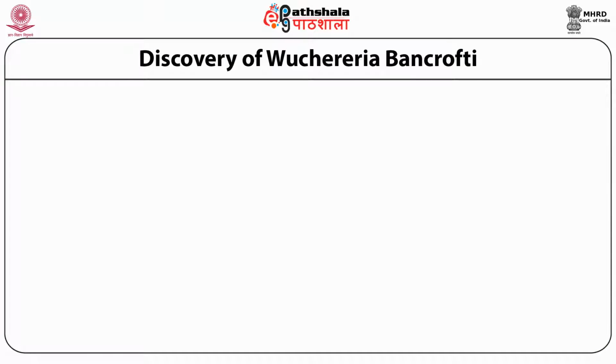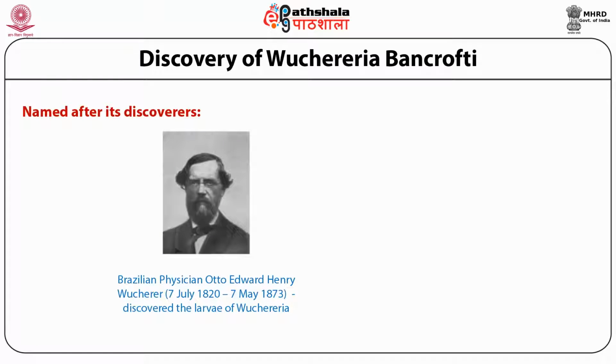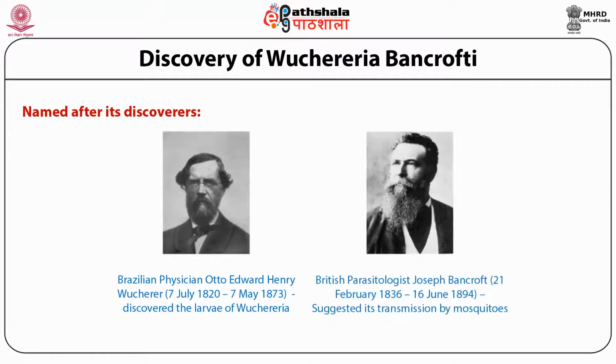The infection of this disease is generally attained during childhood, but visible manifestations often occur later in life. It may take many years to be visible. The parasite Wuchereria bancrofti is named after its two discoverers. First, the Brazilian physician Otto Edward Henry Wucherer, who discovered the larvae of Wuchereria, and next the British parasitologist Joseph Bancroft, who suggested its transmission by mosquitoes.